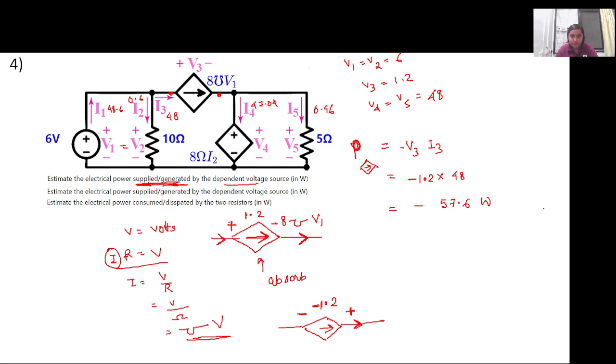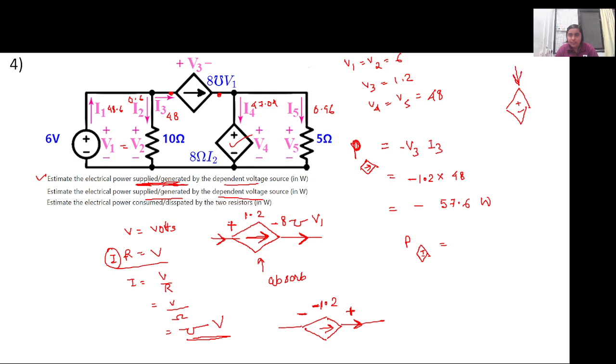Yes, ma'am, it is clear. Yeah. Now the next, this is done. Estimate the electric power supplied or generated again by the dependent voltage source, which is this particular voltage source. So now can you tell me what will be the power supplied or generated by the voltage source? Again, it is entering positive, so we have to put minus V4. Yes.